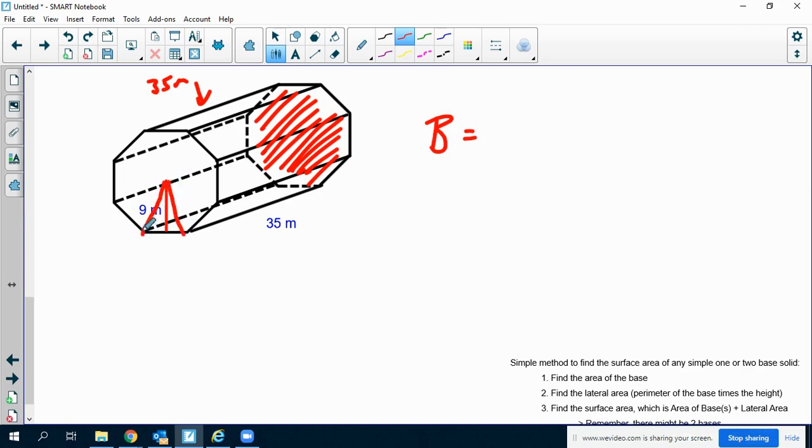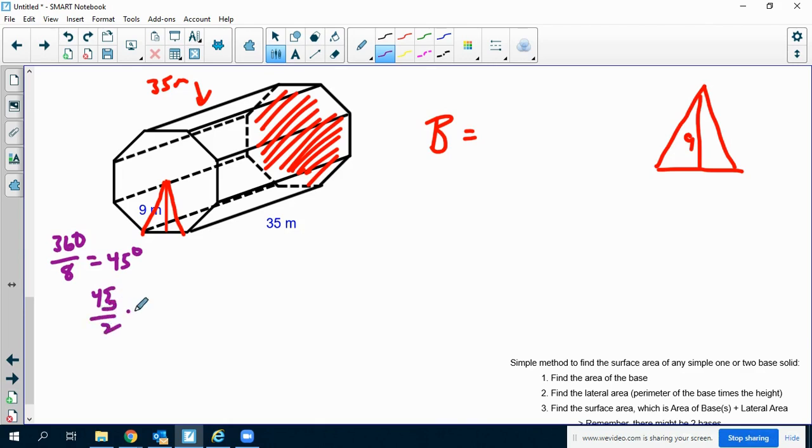So I have a triangle, and I'm going to redraw the triangle over on the side. So this is a height of 9. Now, in order to find the area of a regular polygon, I need to do 360 divided by the number of sides. An octagon is 8 sides. So the central angle is 45 degrees. And then I do the apothem split. So 45 divided by 2 gives me 22.5 degrees. So this angle is 22.5 degrees.